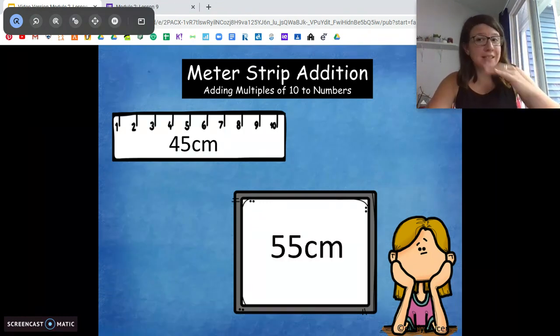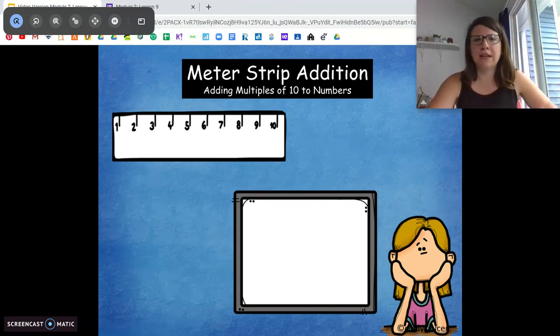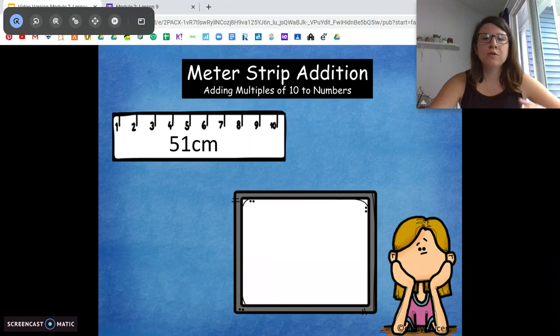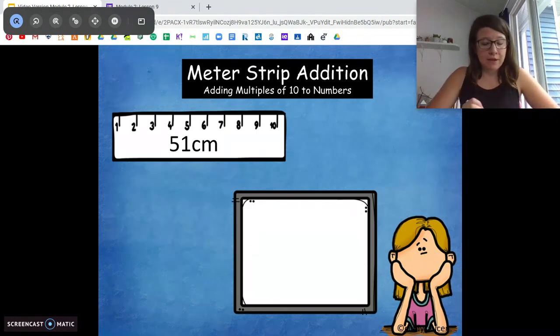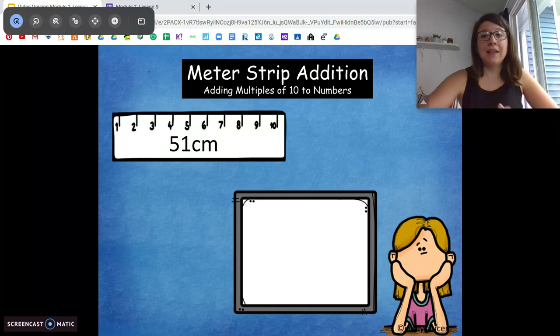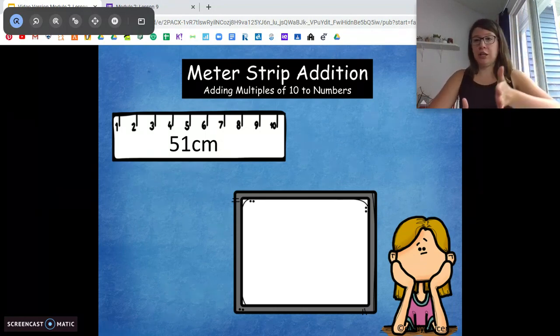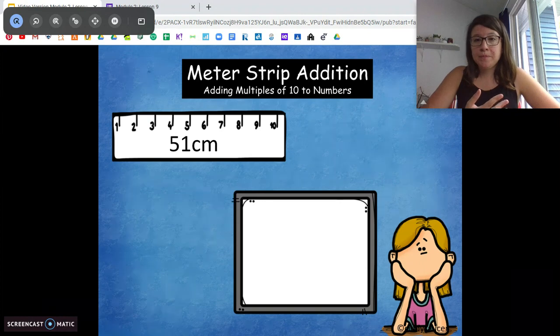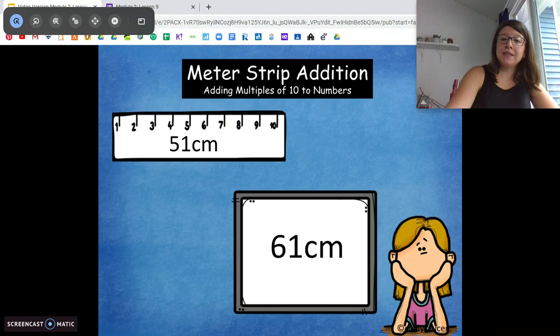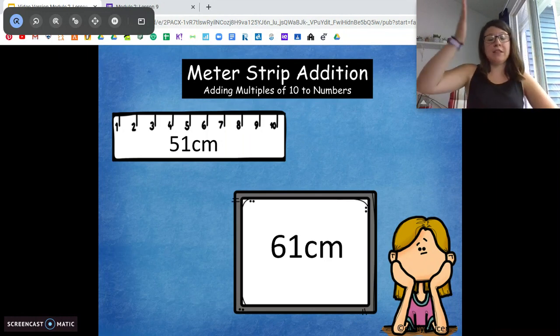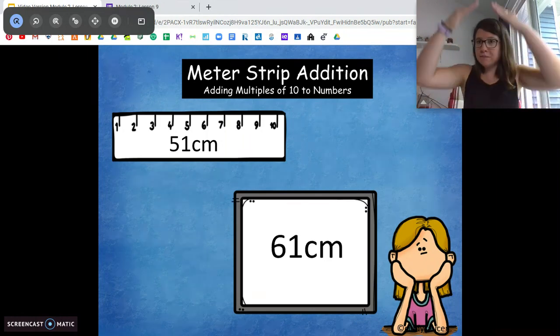So I'm going to give you a second to think about the answer, and then I want you to say it out loud. You don't need to write a number sentence, any of that stuff this time. Just want you to give your brain a second to think about it and tell me 10 more than the length I give you. So if I give you a length of 51 centimeters, what is 10 more centimeters than that? Again, think about just changing your tens place. 51 centimeters plus 10 centimeters is 61 centimeters. The ones place didn't change, our tens place just went up a group of 10.